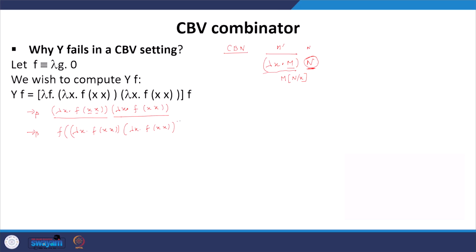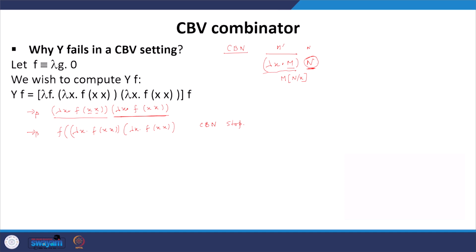So this is where, if we do CBN, that means I have taken this n as it is and I have supplied it in the body of M. X is replaced with this n, I have gotten this, and we will stop here. CBN says that the argument is passed as it is and then it will stop here.